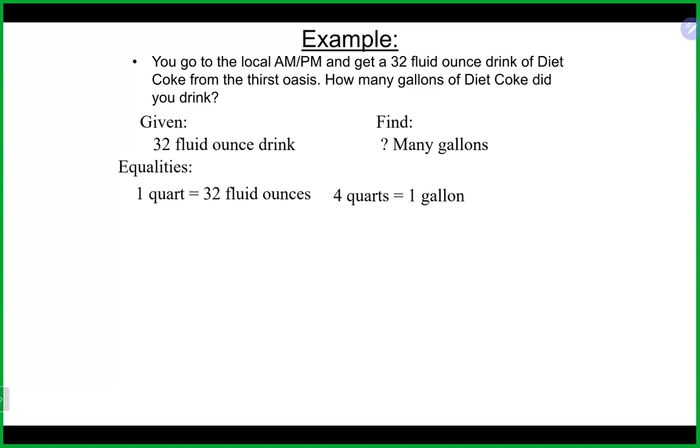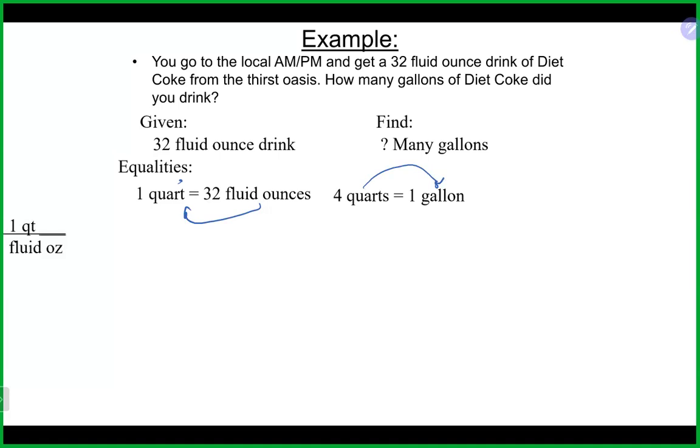Okay, so let's take a look. So once again, we are starting with 32 fluid ounces. We want to get to gallons. So we can find some equalities that will allow us to do that. We have fluid ounces. We can use fluid ounces to get to quarts. Once we have quarts, we then can get it to gallons. So that's the pathway that we want to choose to get us there.